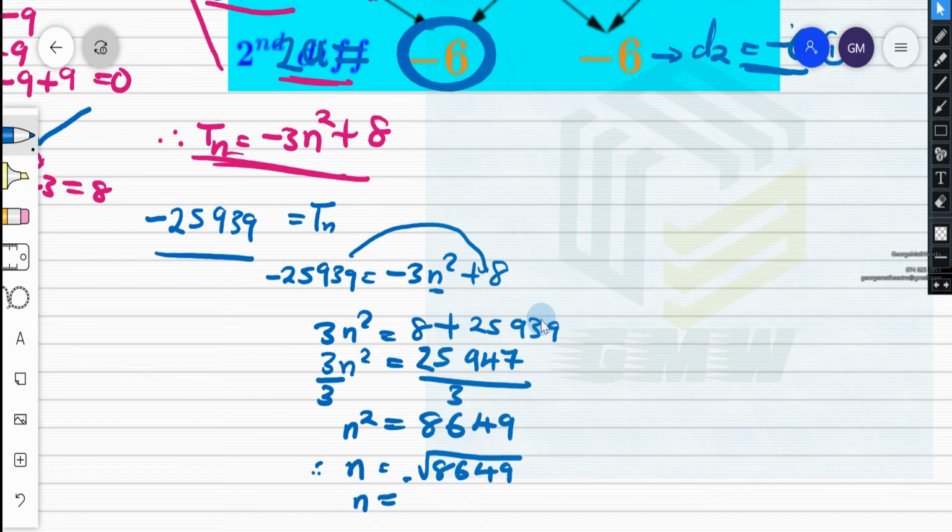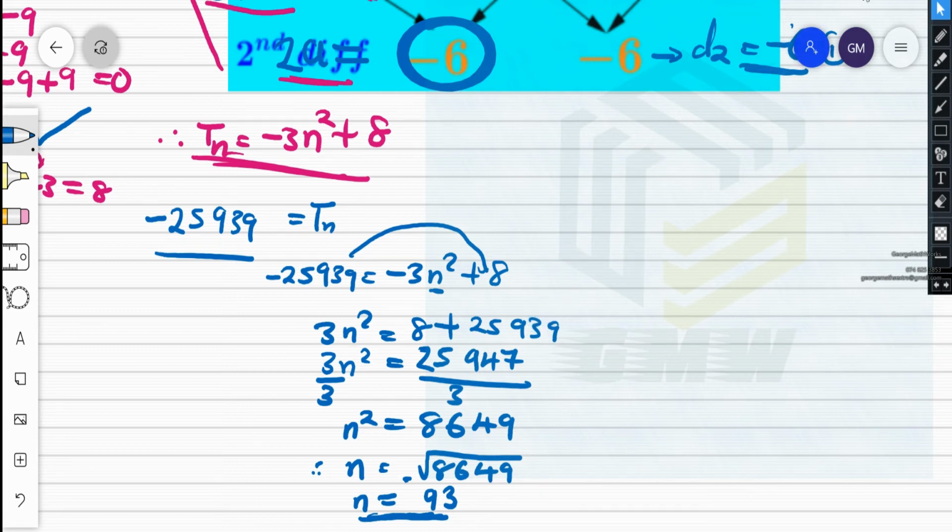So at this point, I need a positive answer only. And if you punch a calculator, you will get your n equals 93. So the position is 93, and the position cannot be negative. So at this point, we have answered this question.